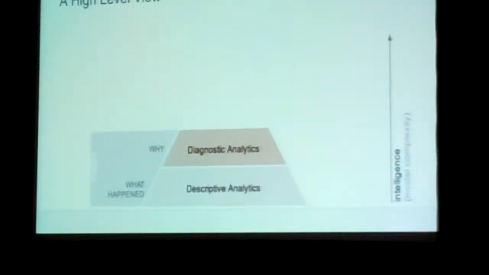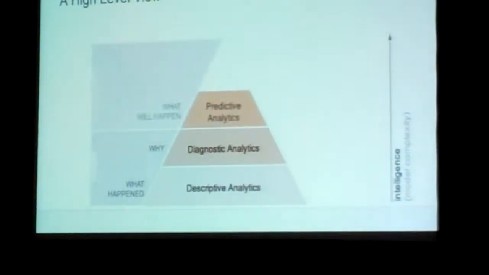And here's a high-level view of how we are thinking about the different levels of analytics as intelligence increases, as model complexity increases. At the very bottom level, we have descriptive analytics, which is about understanding what happened in the past. And on top of that, the root cause of the things that happened, why those things happened in the past, which is the domain of diagnostic analytics. Once we have an understanding of the past, we also want to understand the future and be able to predict what will happen in the future, which is the domain of predictive analytics.